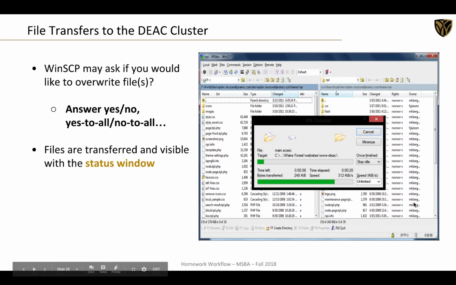If WinSCP asks you to overwrite files, you must provide an answer in order to proceed. In general, the HPC team recommends you do not answer yes to all unless you really know your files. The status window will disappear once all of your transfers have completed.